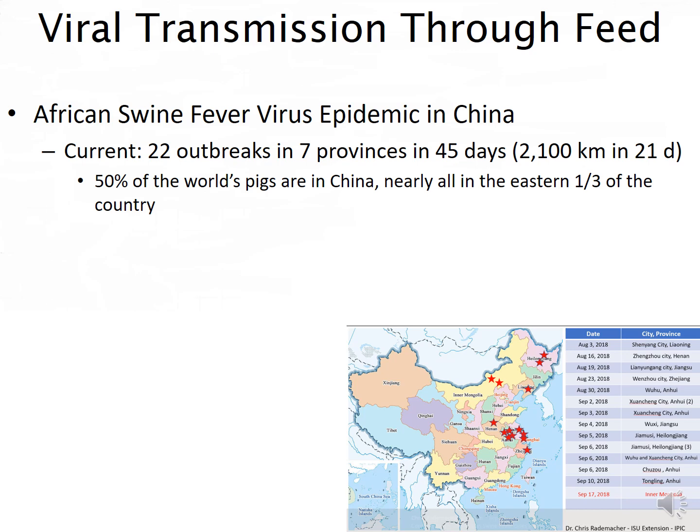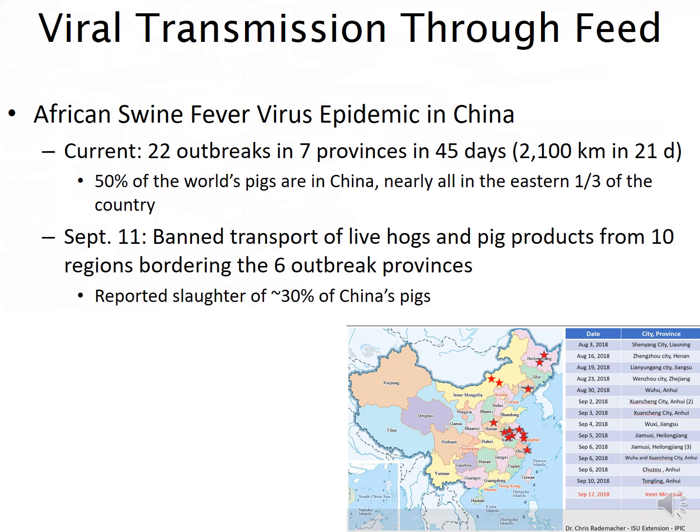This is concerning because just about half of the world's pigs are in China, and they're almost exclusively located along the eastern 1/3. The western 2/3 of China is largely mountainous and has some backyard pig populations, but most of the domesticated pig population is held within the eastern 1/3.